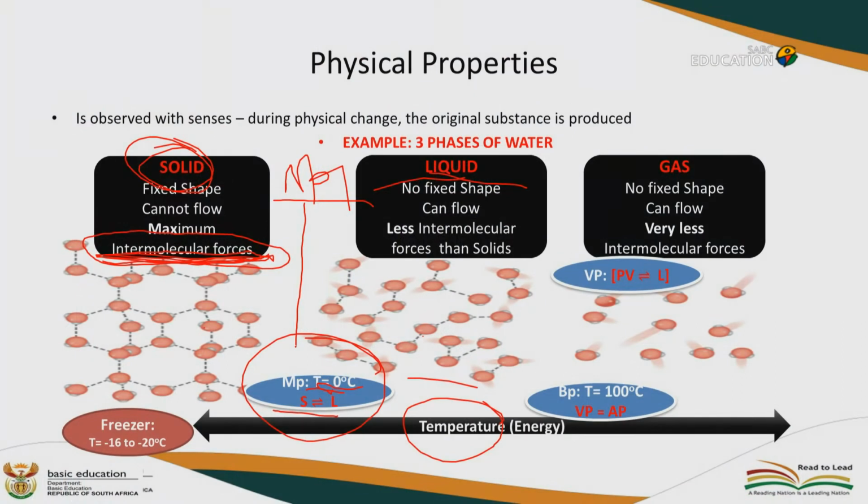Now, when you melt your water, it becomes liquid. We said it can now flow. It has less intermolecular forces. However, it still has intermolecular forces. It's just that it's less than solids. When you have your liquid, the structures are no longer joined together as they were in the solid. So when you talk about liquid, you have overcome some of the intermolecular forces.